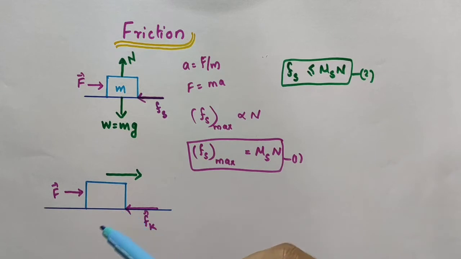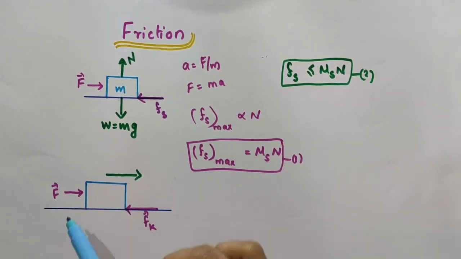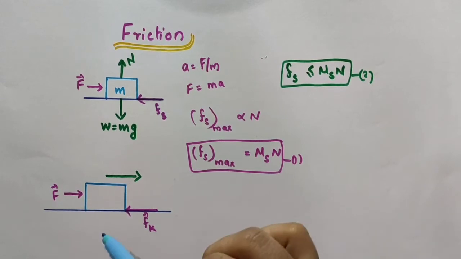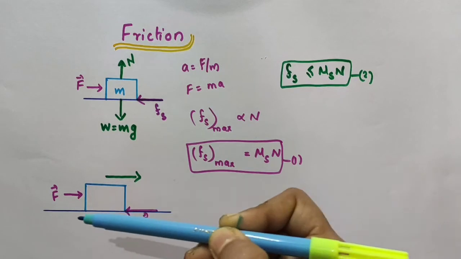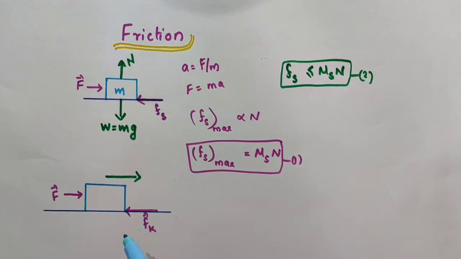So there is a relative motion between the surface of this table or plane, whatever it is, and the surface of this body. There is a relative motion between the two surfaces in contact, so there will be a frictional force that opposes the relative motion between the two surfaces in contact, and that is the kinetic friction. It is represented by Fk.